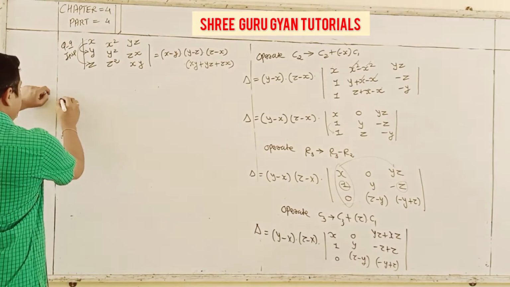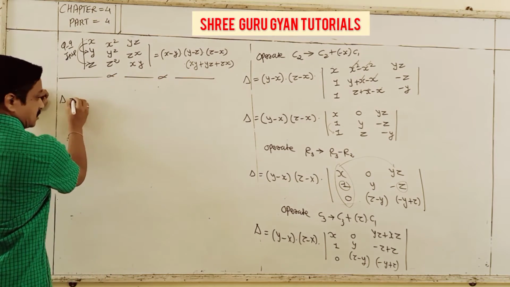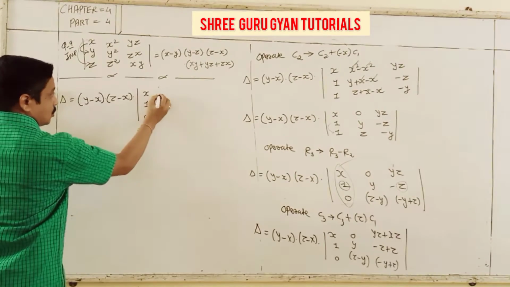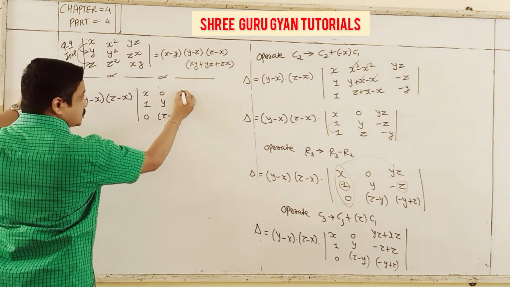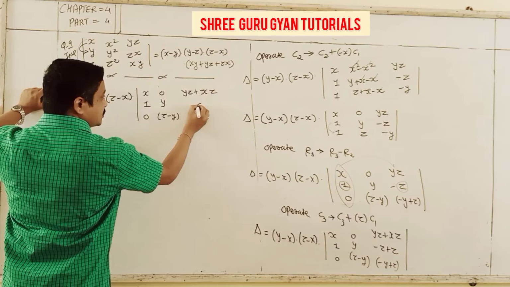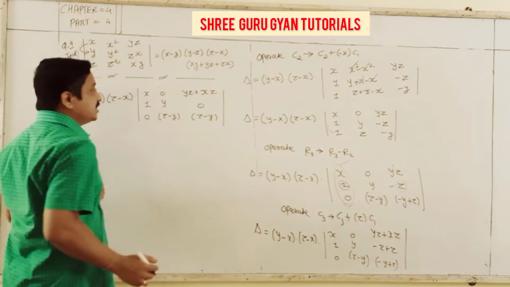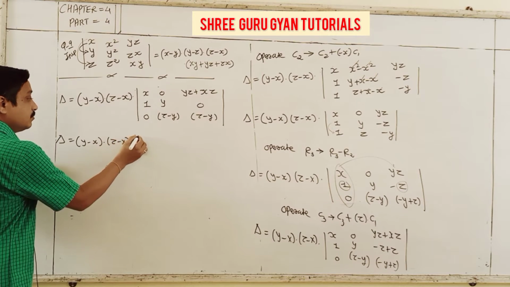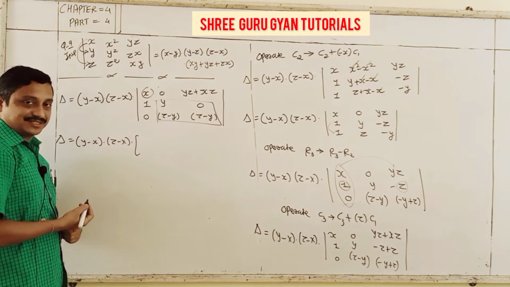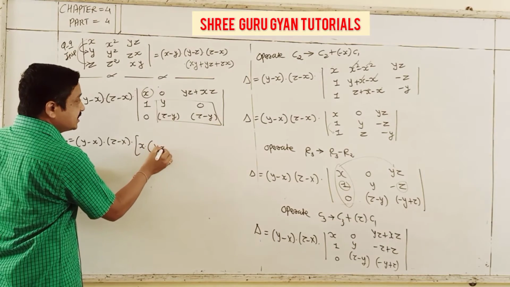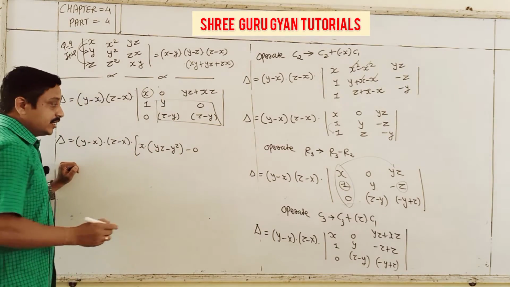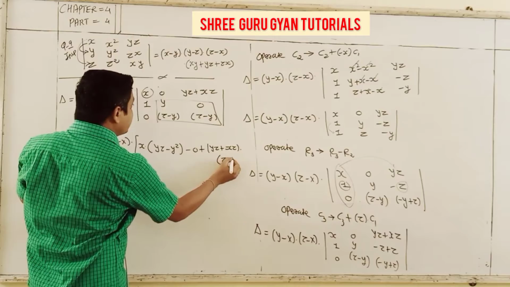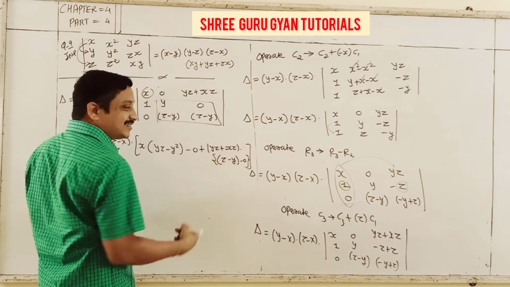So students, here is my answer: (y minus x)(z minus x) times x, 1, 0; 0, y, z minus y; and here yz plus xz, 0, z minus y. Now go to the definition expansion. First I calculate this x term: x times (yz minus y square), that's my first solution. Secondly, 0. And third, yz plus xz multiplied by z minus y, minus 0. Now simple expansions.